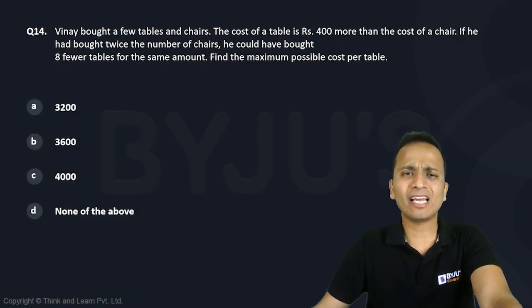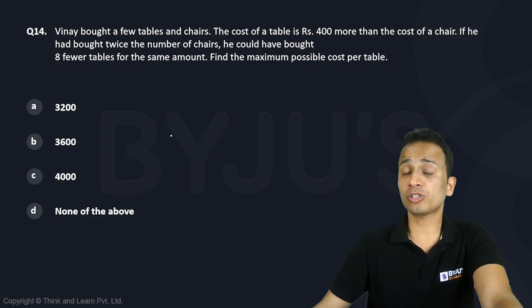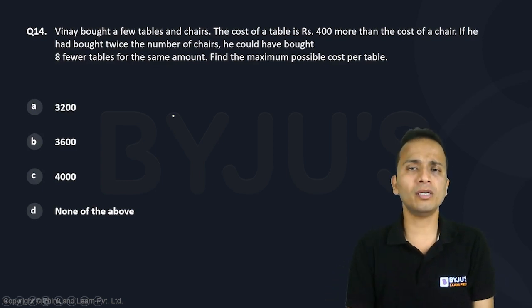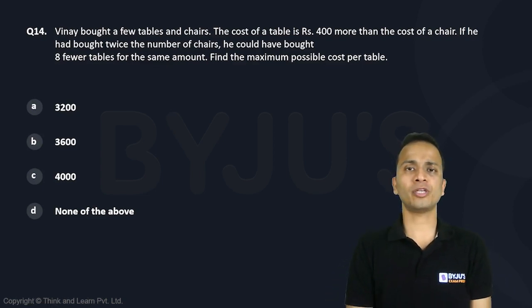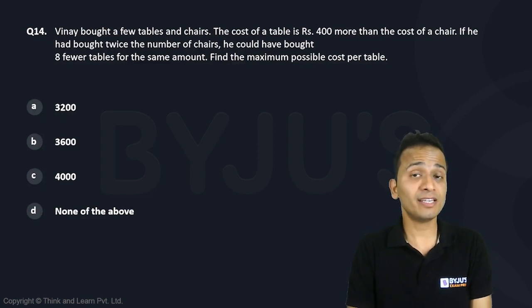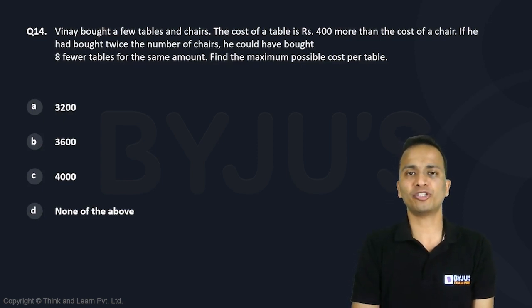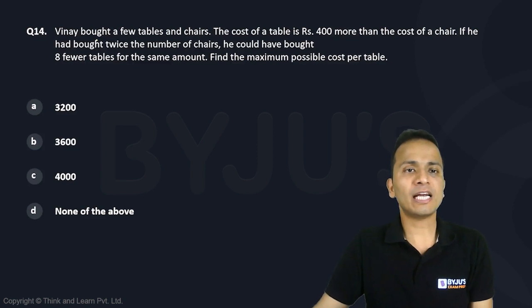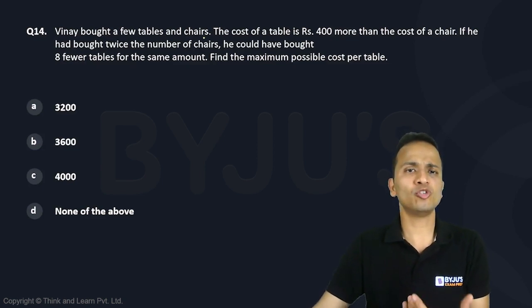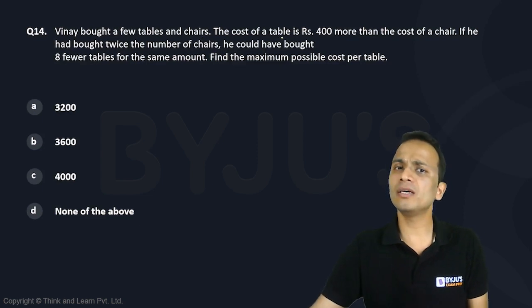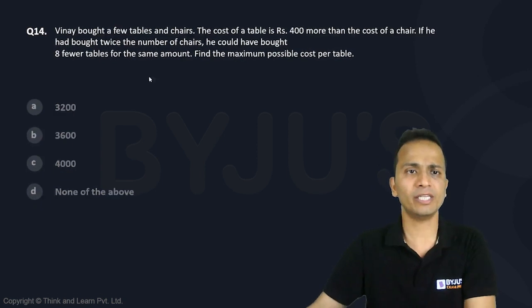Now, as per the language, this question looks difficult. This question looks tough. But if you start solving this question and proceed step by step, then it is actually a very simple question. Okay. Now, the question says that I bought a few tables and chairs, so I'll assume variables for the number of tables and chairs. I'll assume a variable for the cost of a chair, and I'll get the value of the cost of a table. Okay, so let's start doing this.